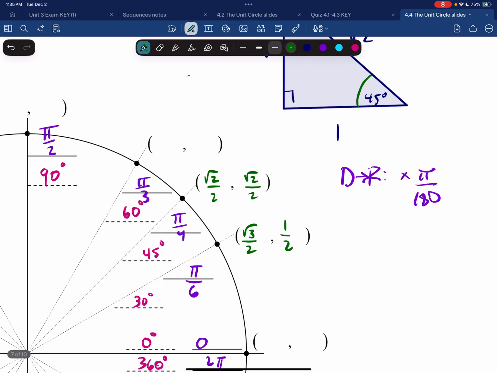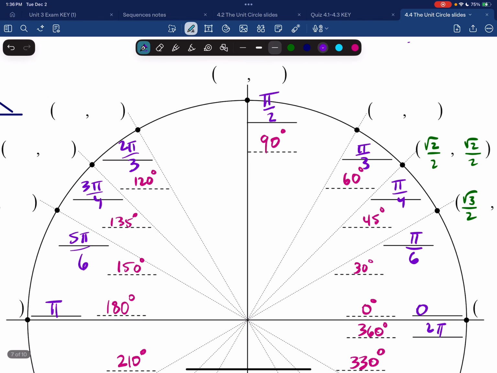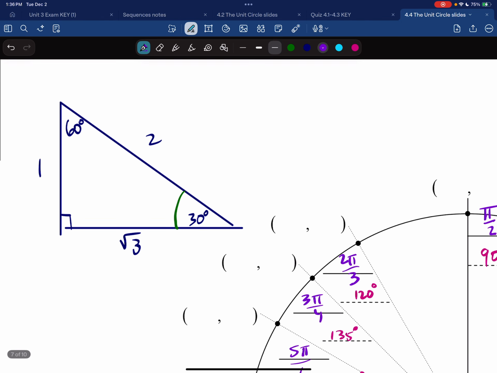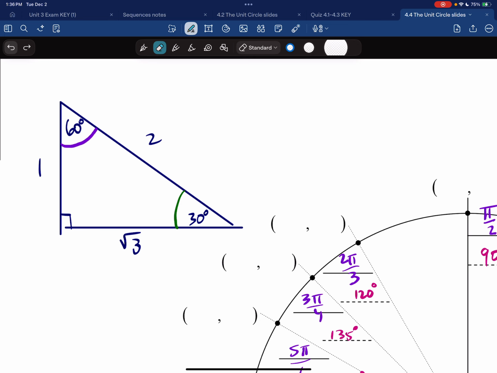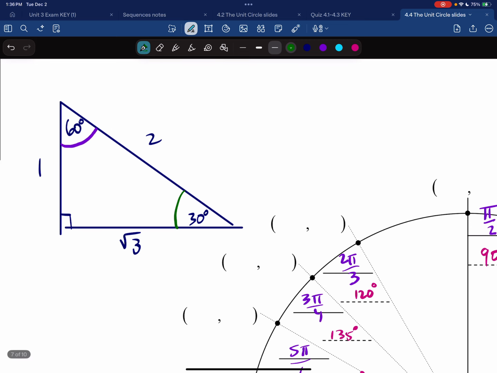And finally, we look at our 60-degree angle. So now we're going to be in our 30, 60, 90 triangle, but now I want you to look at it from the perspective of the 60-degree angle. So cosine of the 60-degree angle is going to be adjacent over hypotenuse, or 1 over 2. And sine of the 60-degree angle is going to be opposite over hypotenuse, so root 3 over 2.